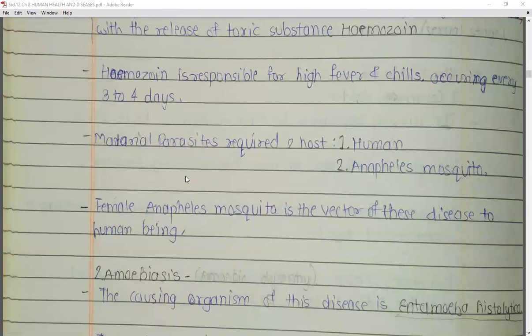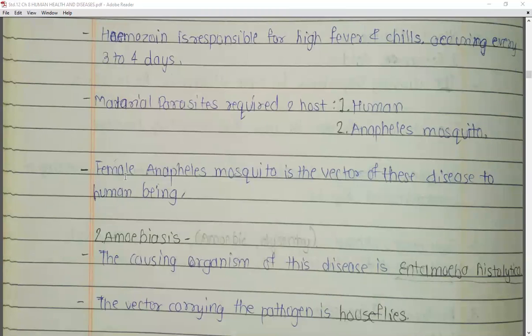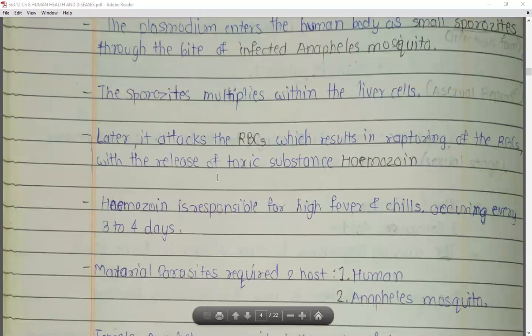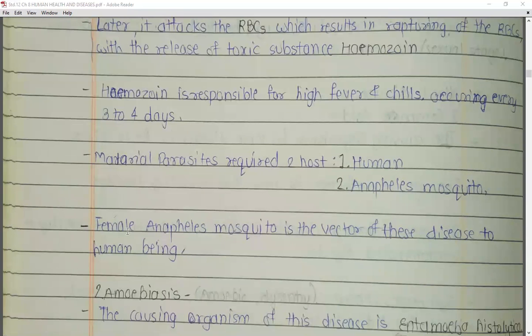Now the malarial parasites require two hosts. The first host is the human, and the second host is the Anopheles mosquito. So this malarial parasite uses two hosts, and this can be asked in MCQ also. Now, the female Anopheles mosquito is the vector of this disease to human beings. So this is all about the life cycle of the malarial parasite, right? They are using two hosts, human as well as Anopheles mosquito.